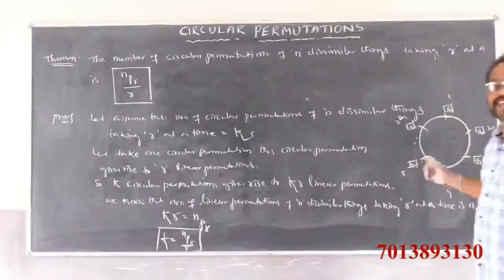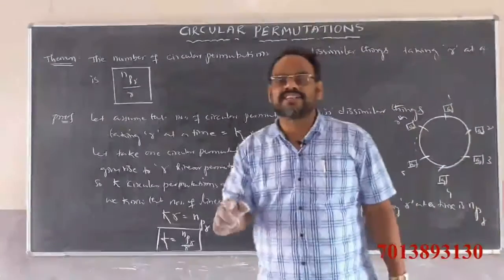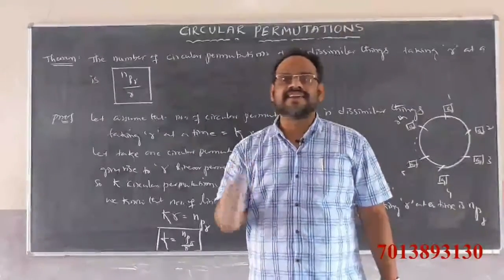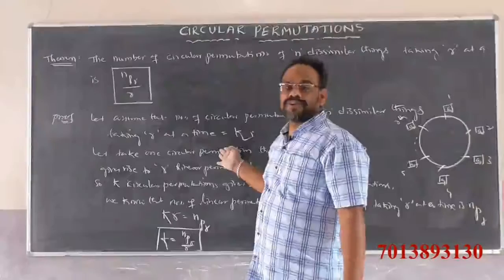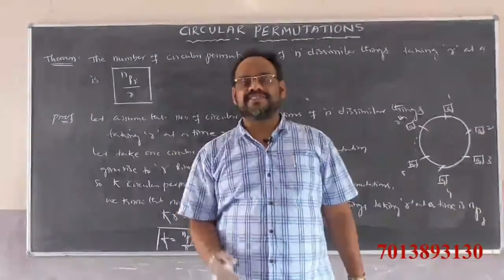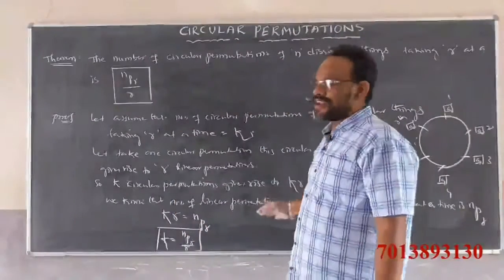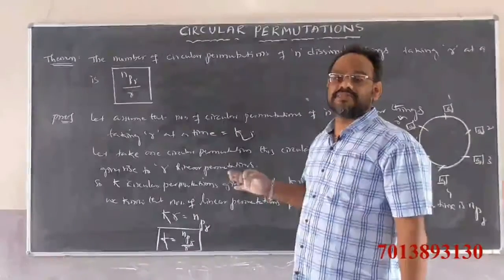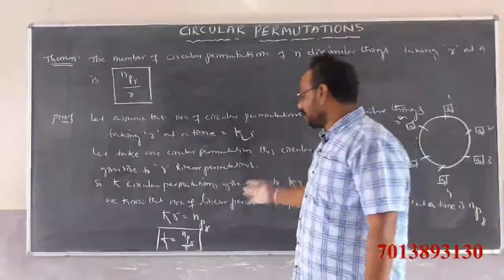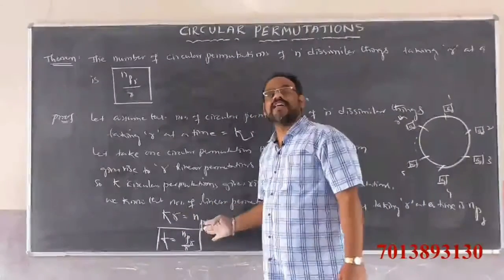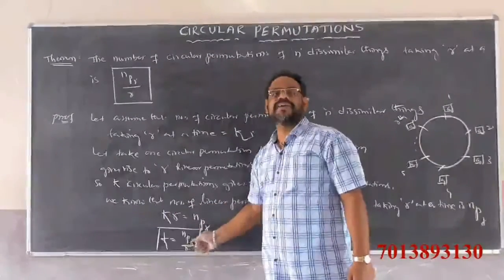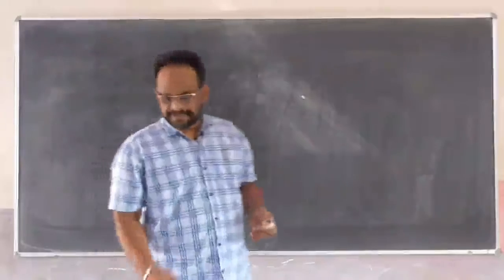That's why every circular permutation gives rise to r linear permutations. We have k circular permutations, so k circular permutations give rise to k into r linear permutations. Already we know that the number of linear permutations of n dissimilar things taking r at a time is clearly nPr. So k times r is the same as nPr, and we want the k value. K is equal to nPr by r.